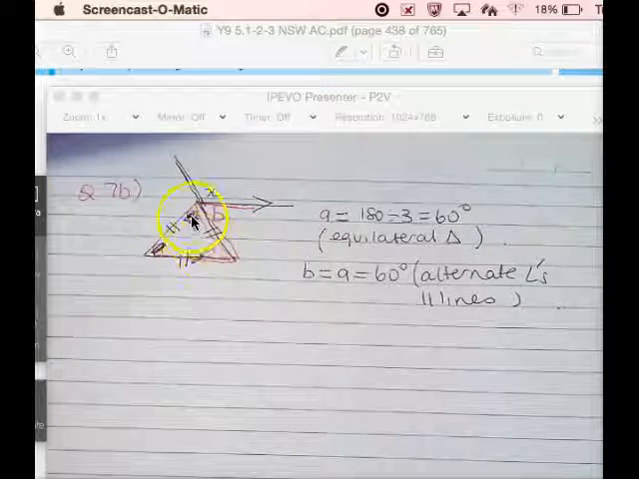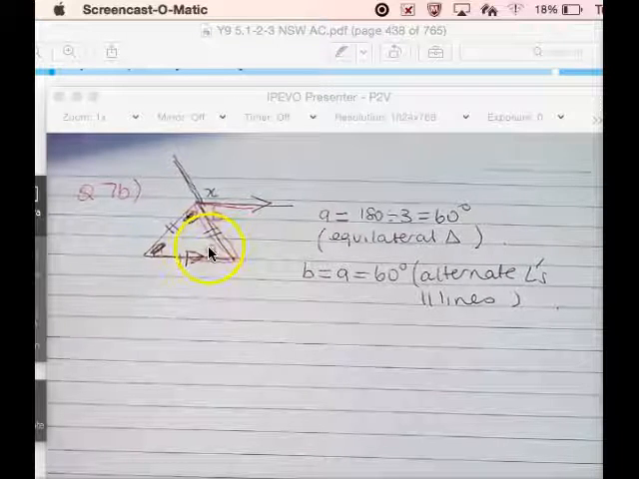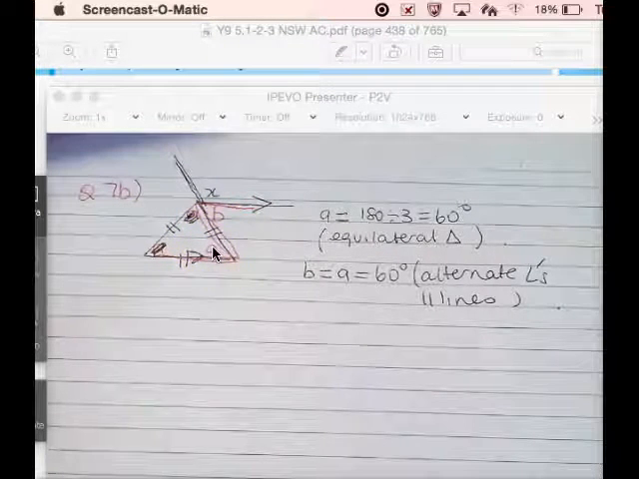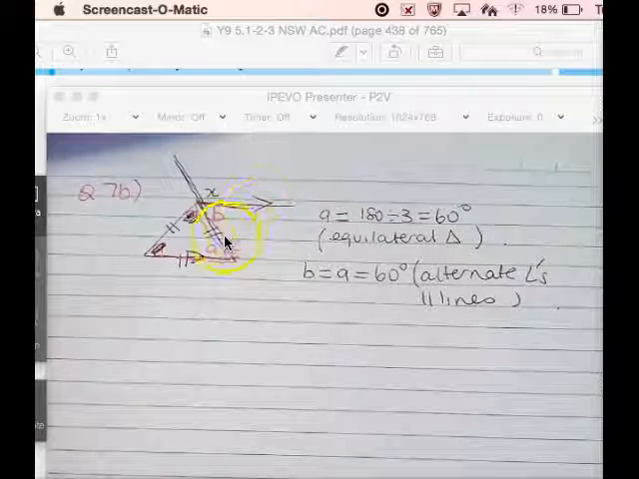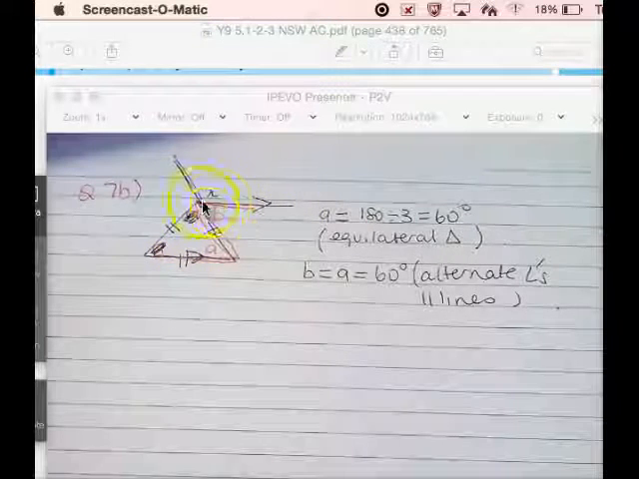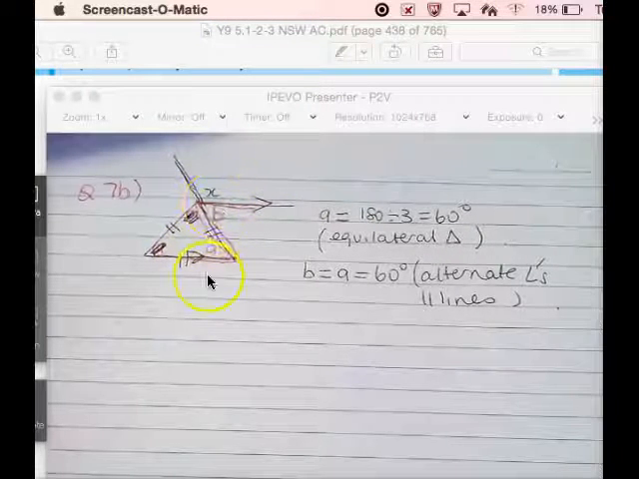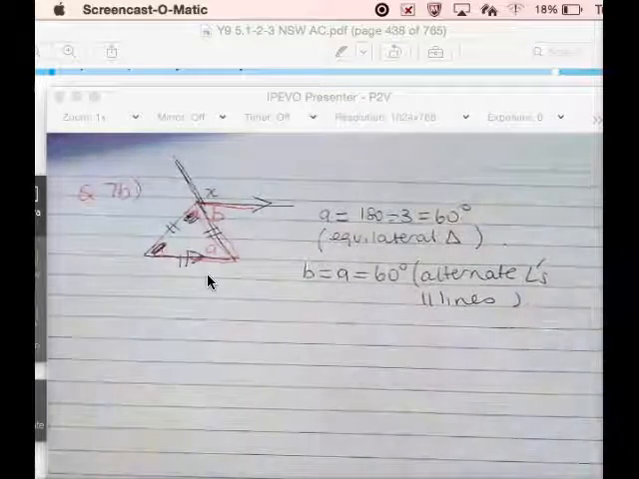Girls, I've decided I did have A, but I think people were getting confused. They're all the same, but I'm just going to keep this one A. A is 180 divided by 3, which is 60, equilateral triangle. That line is parallel to this one down here, so you can do a backward Z. So therefore, B equals A, which is 60, alternate angles, parallel lines.